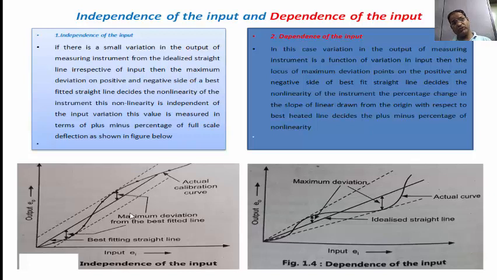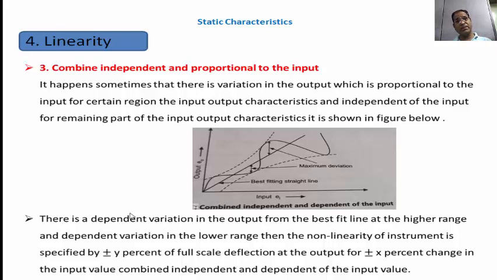If you take the combination of both these things, dependence of input and independence of input, we can say it is combined independent and proportional to the input. So the third type of linearity is combined independent and proportional to input. It happens sometimes that the variation in the output measured is proportional to the input for a certain region of the input output characteristics and independent of input for the remaining part of the output characteristics, as shown in the figure.